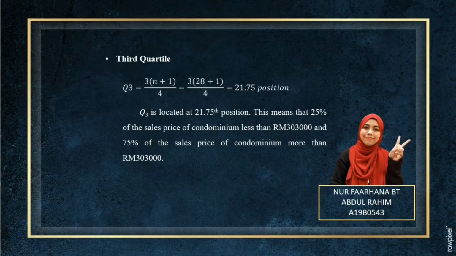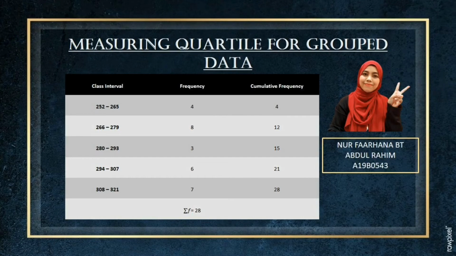To calculate the third quartile, there is a formula too. It is Q3 equals 3 times (N plus 1) divided by 4. It is 3 times (28 plus 1) divided by 4 and I get 21.75. Q3, or third quartile, is located at the 21.75 position. It means 75% of the sales prices of condominiums are less than 303,000 and 25% of the sales prices of condominiums are more than 303,000.